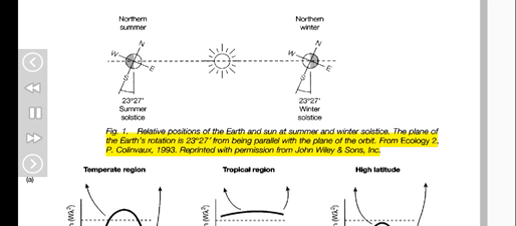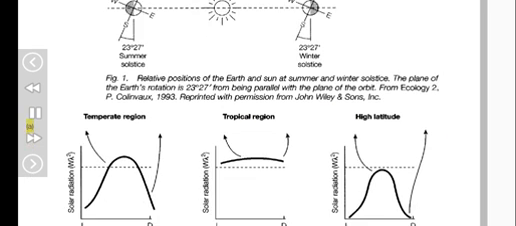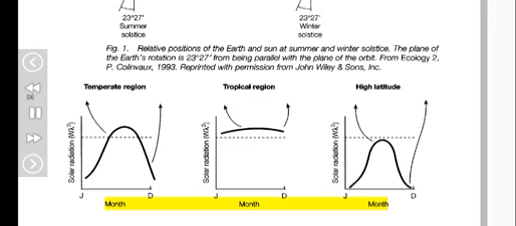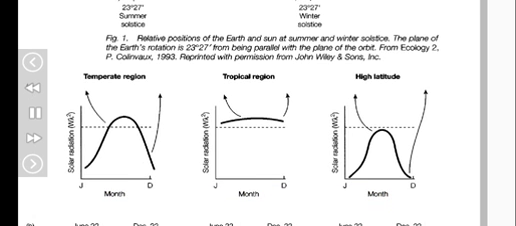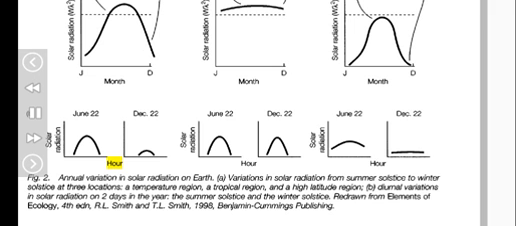A. Temperate region. B. Tropical region. High latitude. Month. June 22nd. December 22nd. Hour.